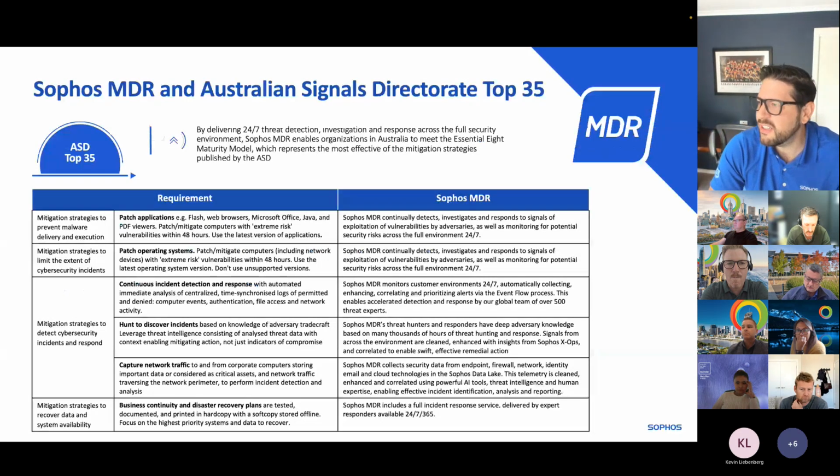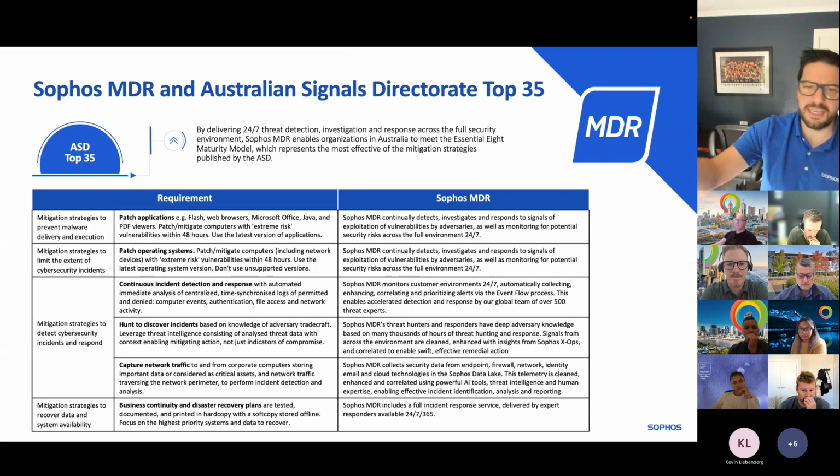This one's from the Signals Directorate. I assume everyone knows who the Signals Directorate are. If you're not, please get on board and follow them on LinkedIn for all their updates. But this is a nice little slide where we can see where MDR already ticks off the bulk of the 35 requirements or recommendations from the Signals Directorate for all businesses to adhere to. So with MDR, you can see the story where we're going, right? It ticks every box all the way, and this is why customers are just going crazy for it.